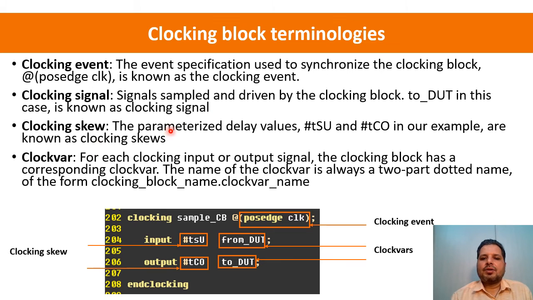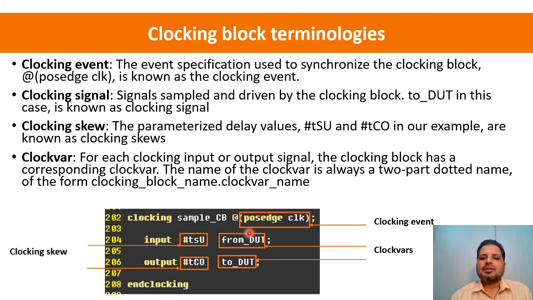And clocking skew is the parameterized delay values. In this case, we have the input skew of TSU and output skew of TCO. And then there is this concept called clock variables, and these are the variables that we have declared within the clocking block.